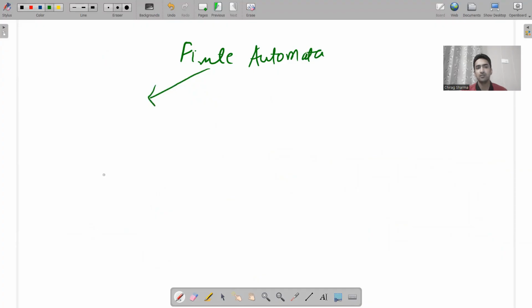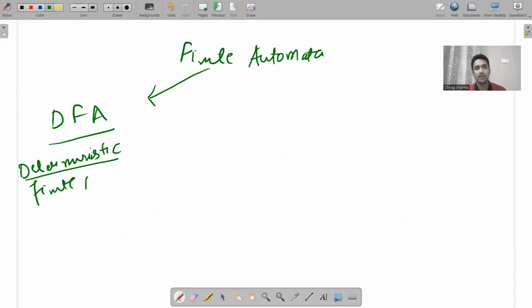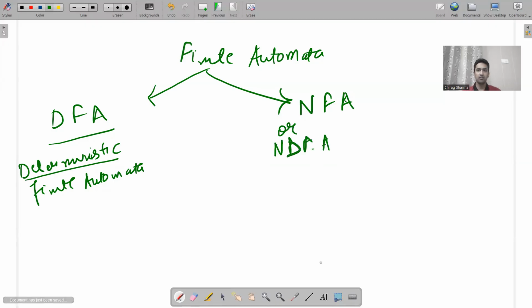Actually, there are two types of it. One is known as DFA, which is deterministic finite automata, and the second is known as NFA. In some terminologies or in some books, it is known as DFA also. So what is the logic behind writing those? These are two different terminologies.